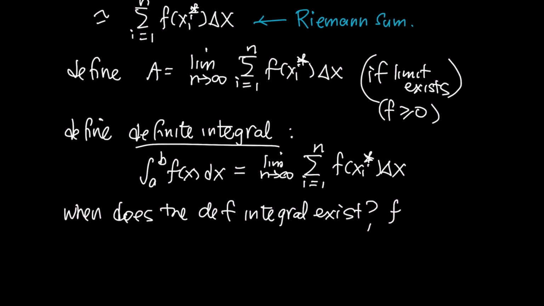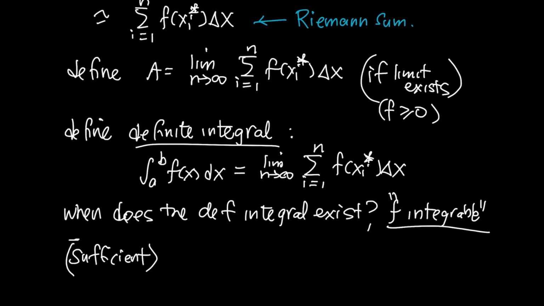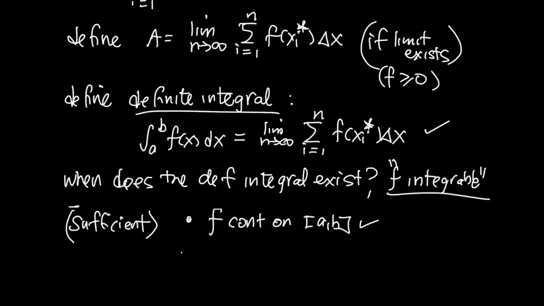When does the definite integral exist? When is f integrable? This is the phrase that we use. So there are several sufficient conditions that we can talk about. Sufficient means these conditions will do the job of making sure that the function is integrable. So if the function f is continuous on a, b, this limit will exist and the function will have an integral. Now the other condition here is if your function is piecewise continuous on your interval a, b.